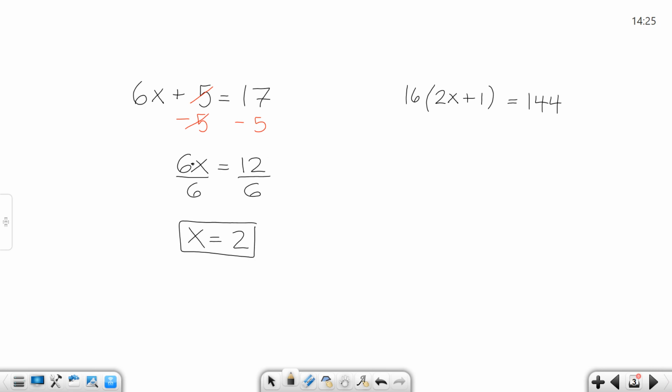Looking at this one, the first thing you have to do is get rid of parentheses. And to get rid of parentheses, that means you're going to multiply all the way through. So 16 times 2 is 32, and 16 times 1 is 16.